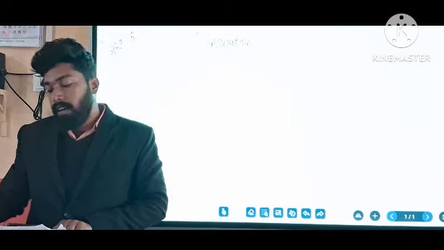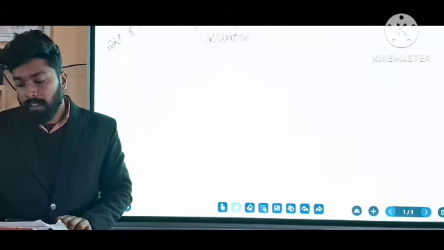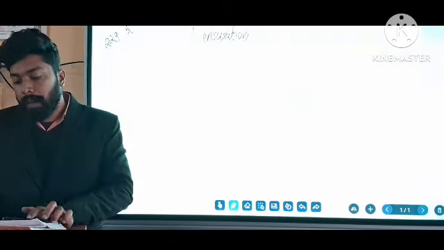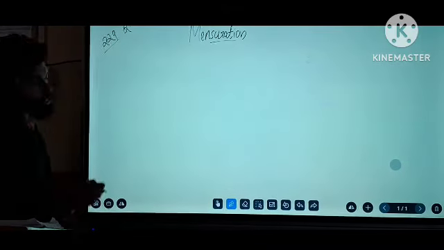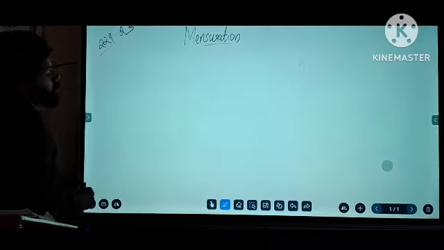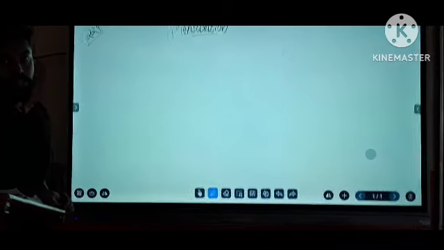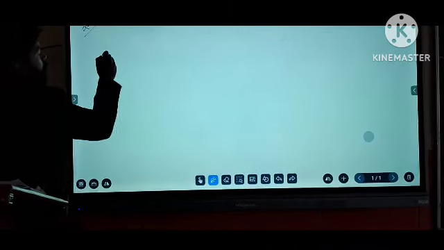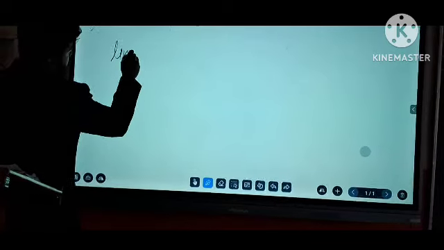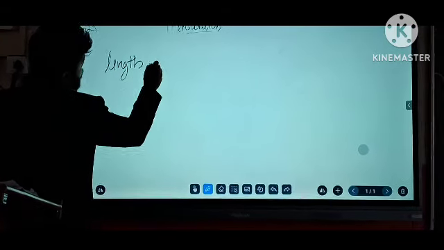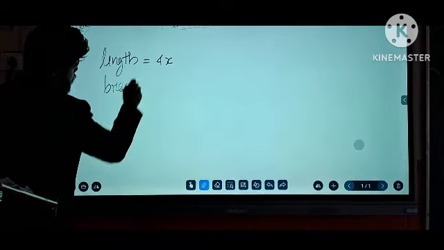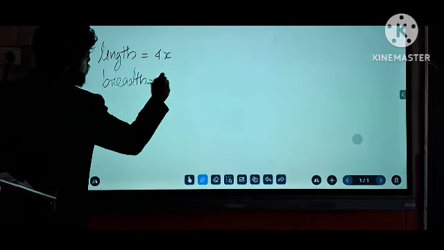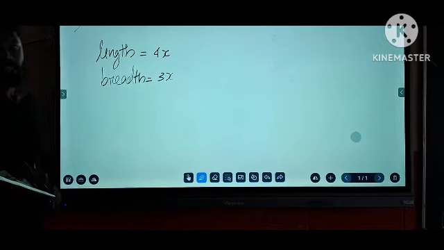Okay, now we can move to the question. The sides of the rectangular park are in the ratio 4:3. So the ratio is given there. So this is question number 3. Side is given as 4:3. So we can take length is equal to 4x and breadth is equal to 3x. Is it clear to everyone?